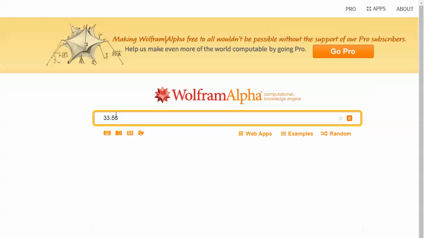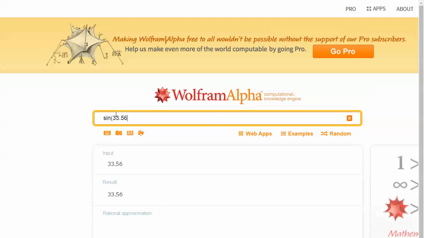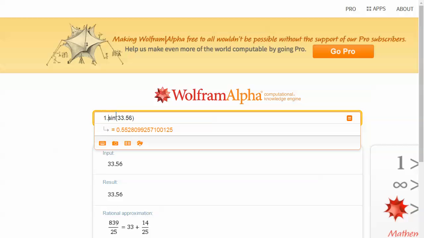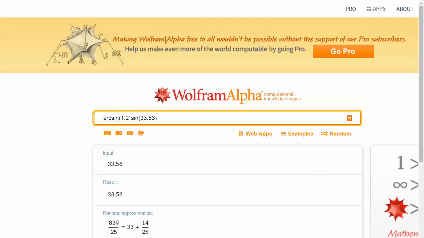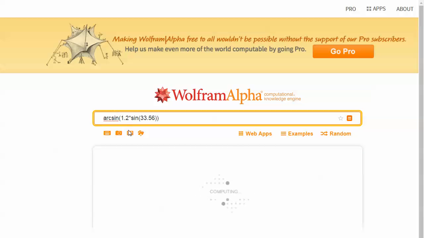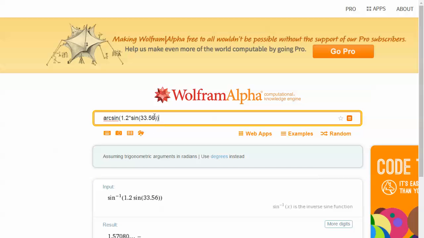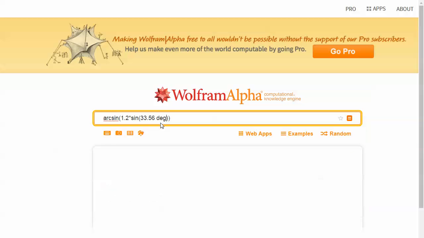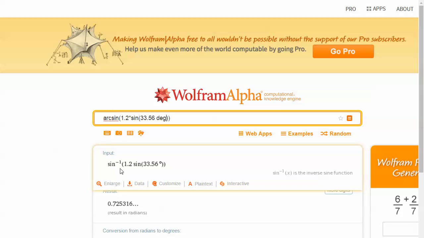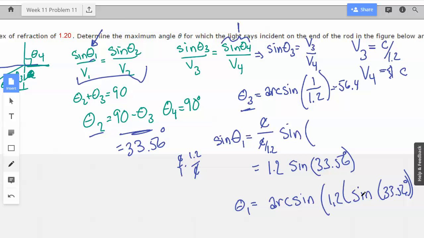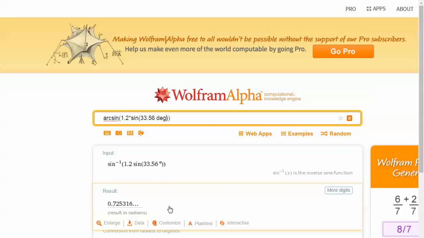Alright, so we'll do sine of 33.56, multiply this by 1.2, and take the arc sine of that, and this should give us the answer. I should probably mention that's degrees, just in case. Arc sine 1.2 sine 33.56. Does that seem reasonable? Okay.